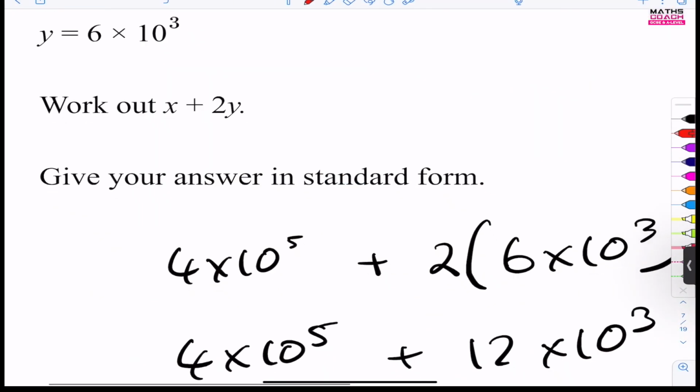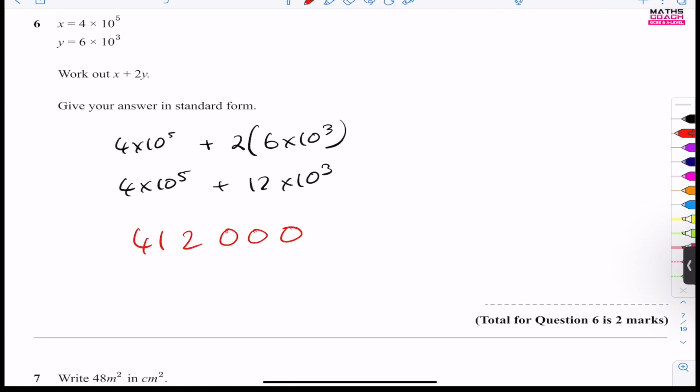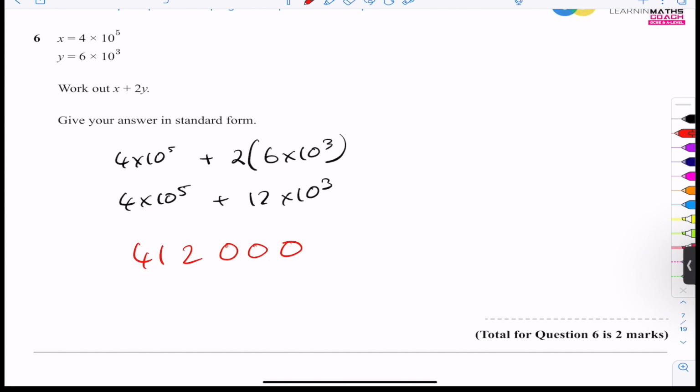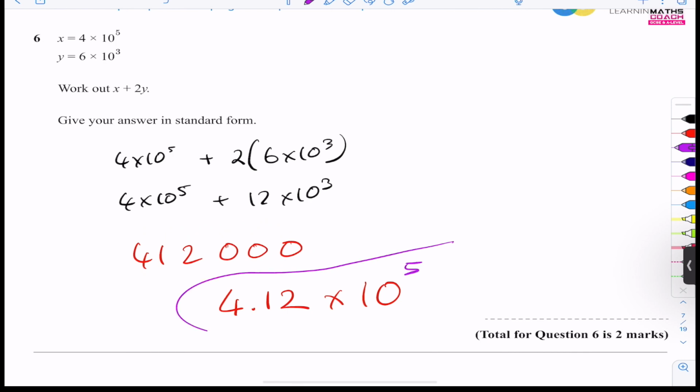Now, the question says to give your answer in standard form. This is clearly not in standard form because the number has to be between 1 and 10. So I'm going to have 4.12 times 10 to the power of something. Now, if you're making a big number smaller, like 4.12, you've made the 4 go to just in front of the decimal place, which is right here. So how many steps was that? 1, 2, 3, 4, 5. You've taken 5 steps. So your power would be 5. So your answer is 4.12 times 10 to the power of 5 in standard form.